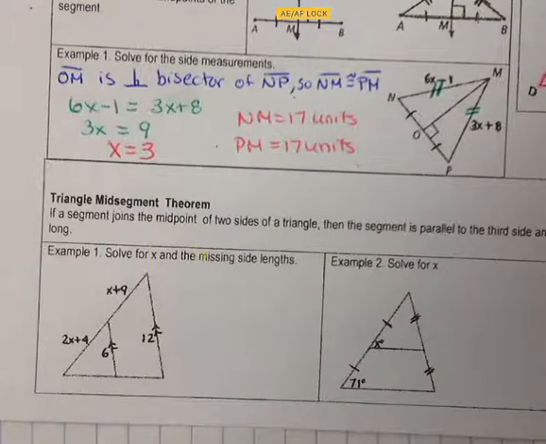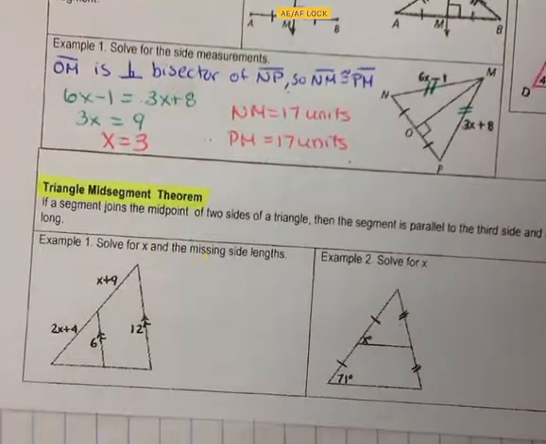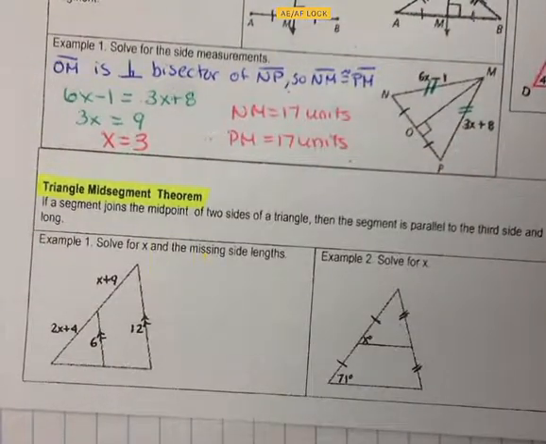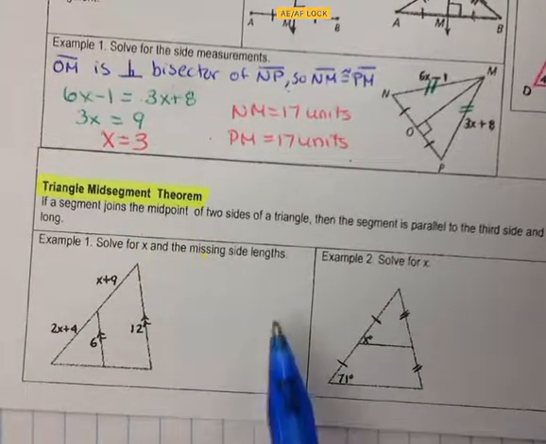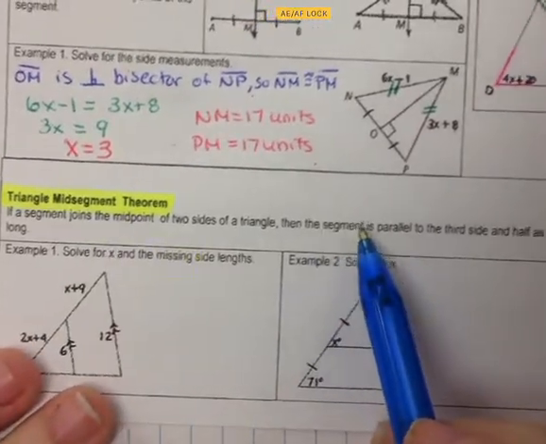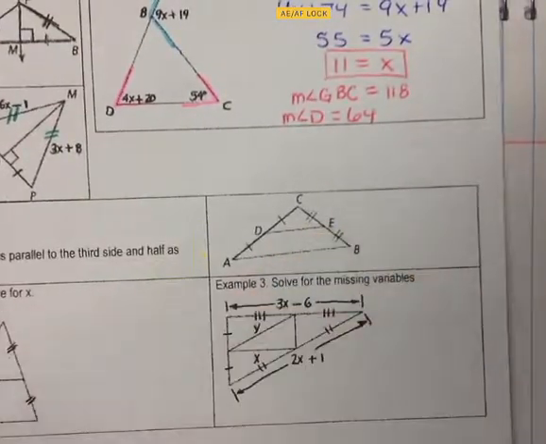This video is on triangle theorems, specifically the triangle midsegment theorem. The triangle midsegment theorem states that if a segment joins the midpoint of two sides of a triangle, then the segment is parallel to the third side and half as long. So if we come over to this picture, let me explain.